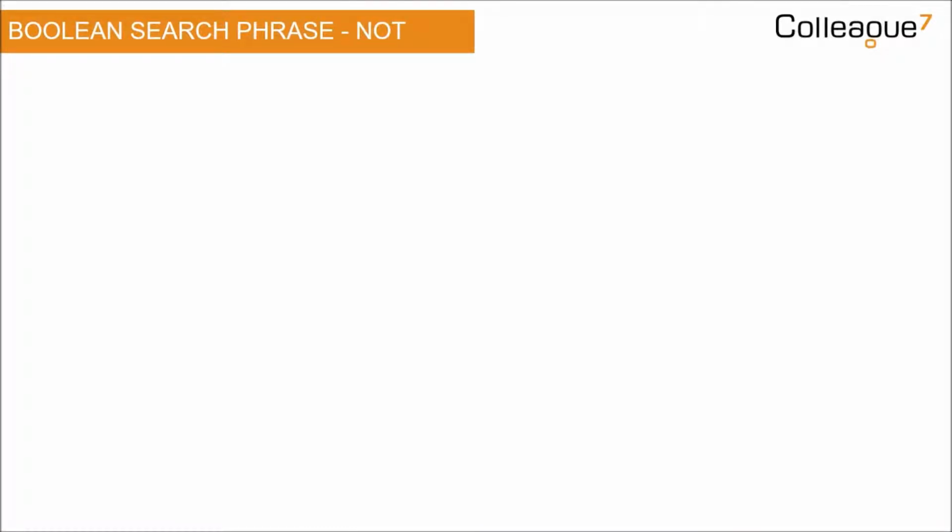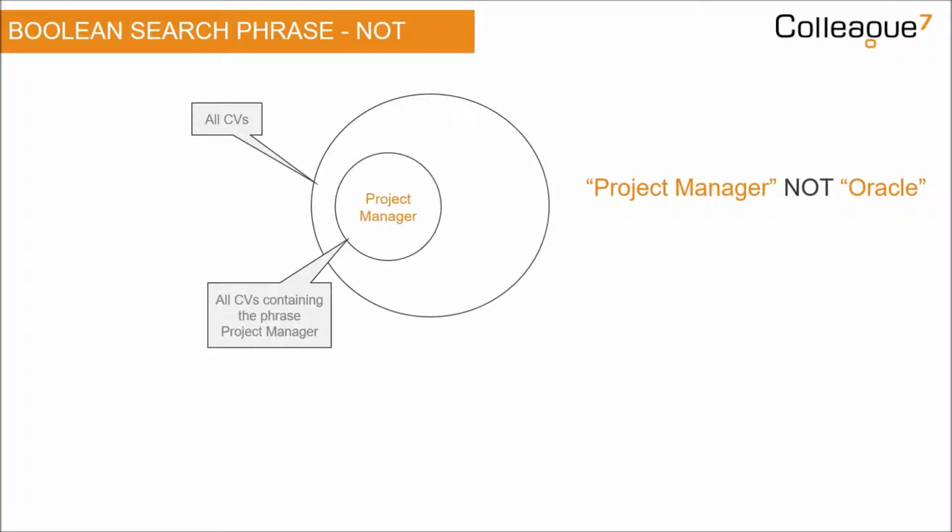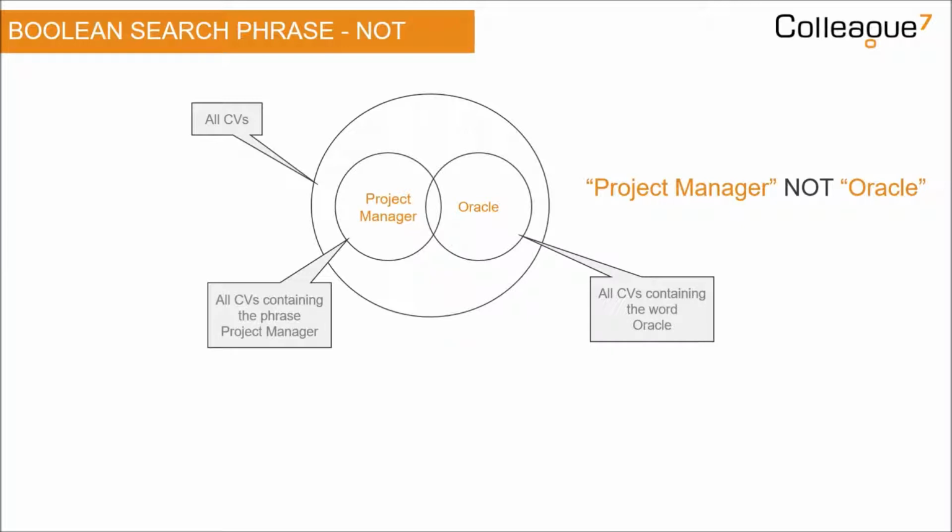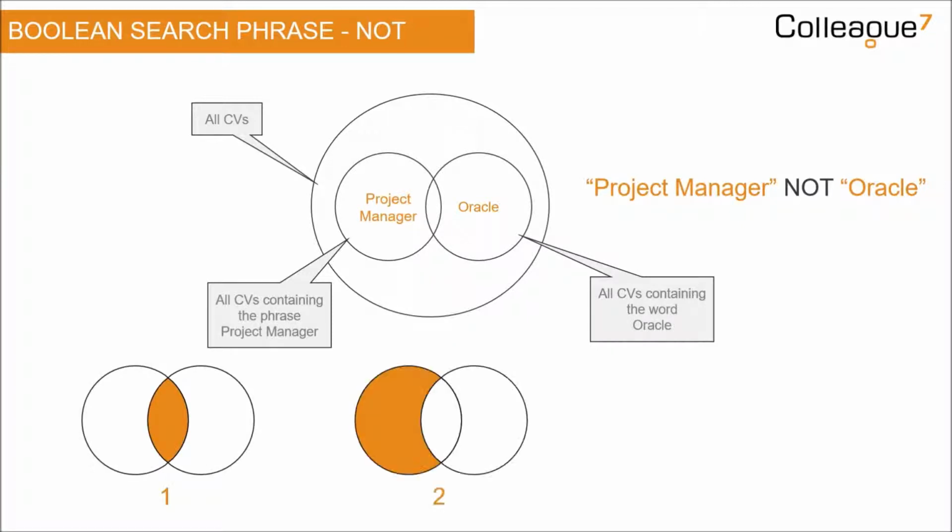So the next scenario is the NOT command, and our example phrase is project manager not Oracle. Again, we're searching all CVs, and some of those CVs will contain project manager, some will contain Oracle. What's important to understand with this command is that we're obviously seeking to not keep any CVs that contain Oracle. So it will be option 2 that will be retained as part of this search.